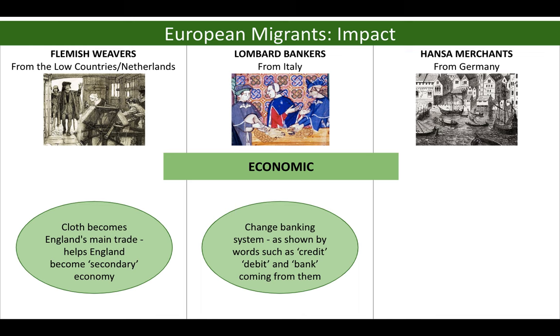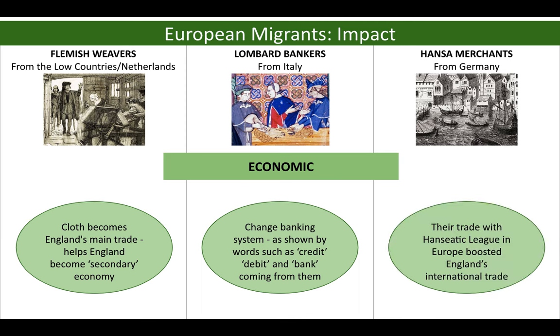The Lombard bankers have such an influence on the banking system that words to do with banking that we see today, like credit, credit card, debit, debit card, bank, bank account, come from them. And with the Hansa merchants, much like the Vikings, their trade in the Hanseatic League boosts England's international trade and helps England make more money. So we see again a very significant economic impact.